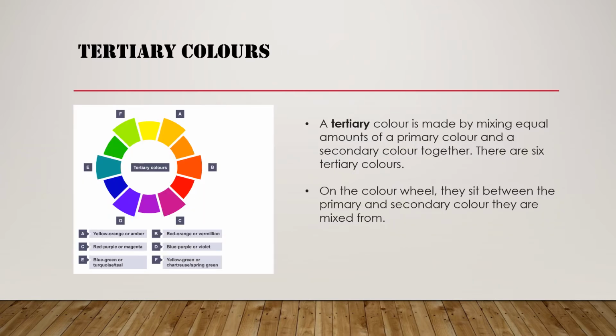A tertiary colour is made up by mixing three colours together, a primary colour and a secondary colour. And there are 6 of them in total, and they sit between the primary and secondary colour they are mixed from.